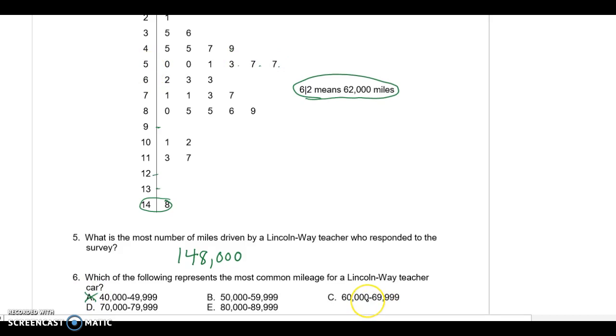C was the 60s. That's not going to work. There's only 3 of those. D is the 70s. There's only 4 of those. And then E is the 80s, and it looks like there are 4 of those, so that one would not work. So B is the one that has the most common mileage for a Lincoln Way teacher. So in other words, if we were to randomly select somebody, we would expect their data most likely would probably fit in that range.